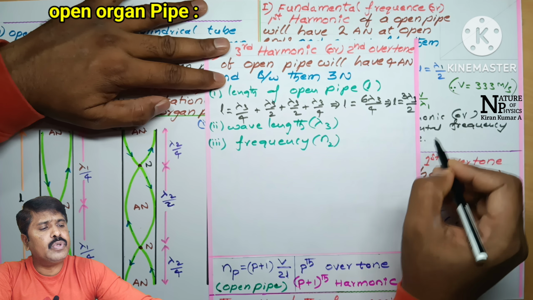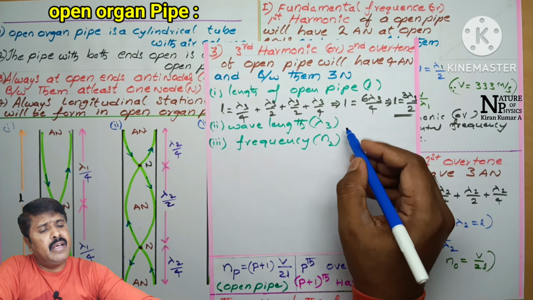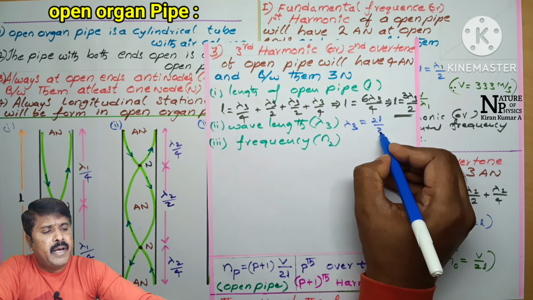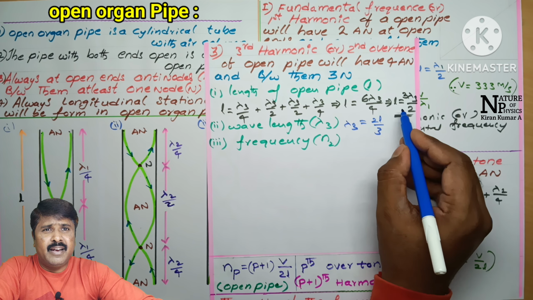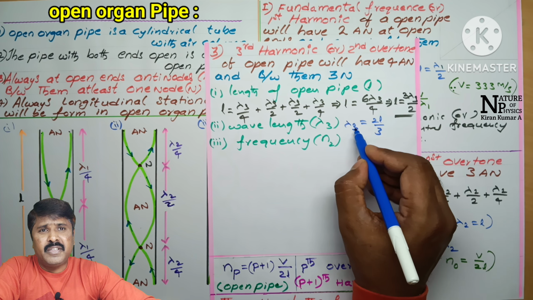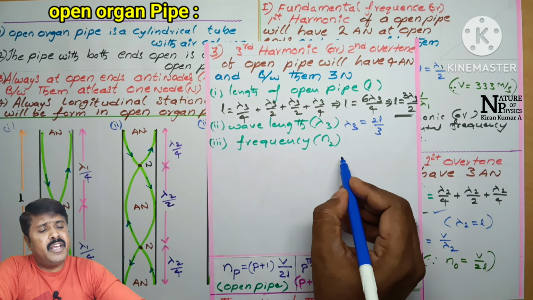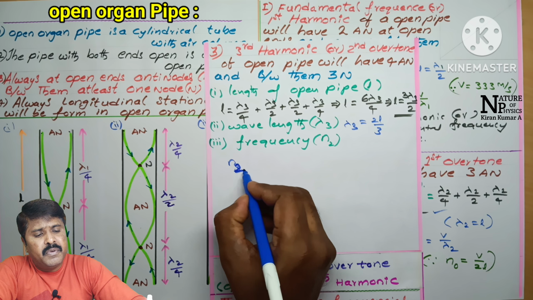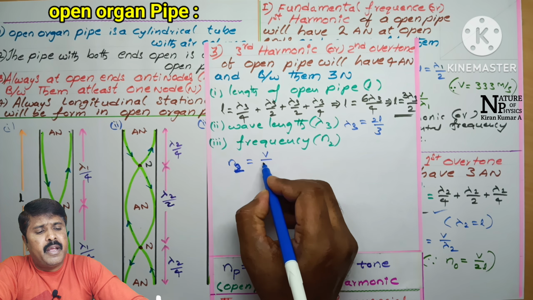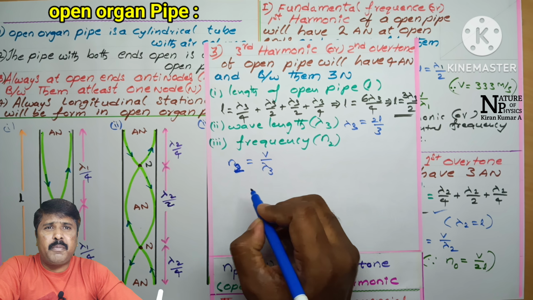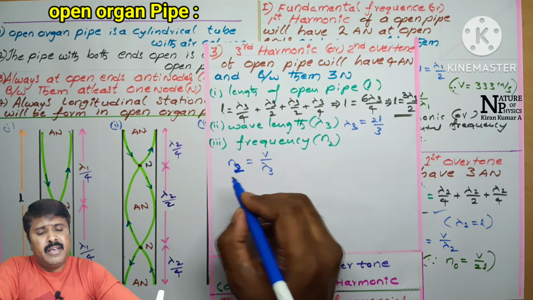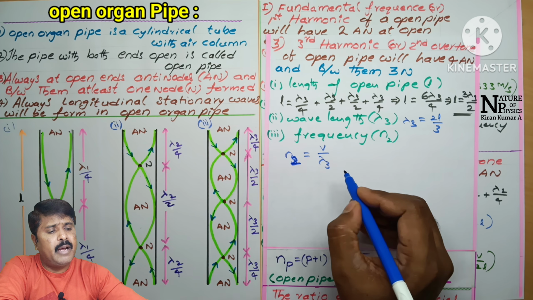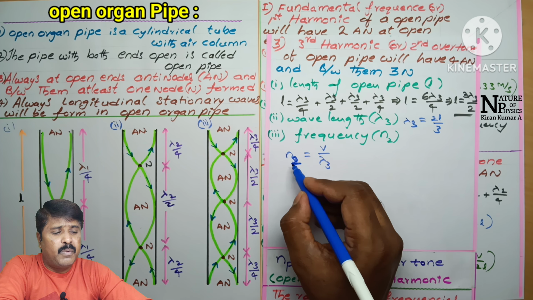After that I am writing the wavelength equation. So wavelength lambda 3 is equal to, by cross multiplication, 2L divided by 3, student. So first I got the length, after that based on this I got the wavelength, and next I am going to find the frequency, that is N2, which is equal to V divided by lambda 3, student. Basic formula. Lambda 3 is considered for the third diagram. See clearly represented lambda 3. N2 is the second overtone, student.